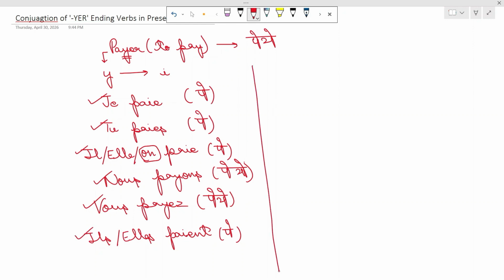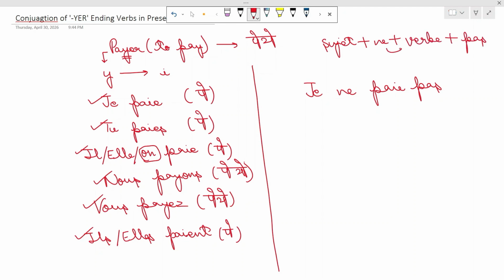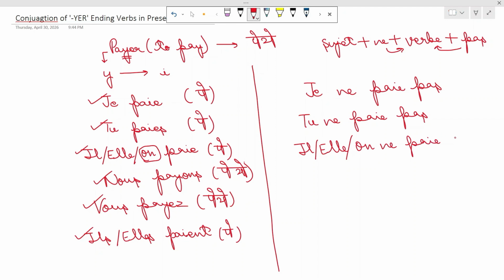In negation, when we do it, we simply say je ne paie pas. What is the formation in negation? Sujet plus ne plus verb plus pas. Ne comes before the verb and pas comes after the verb. Tu ne paies pas. Il, elle, on ne paie pas.